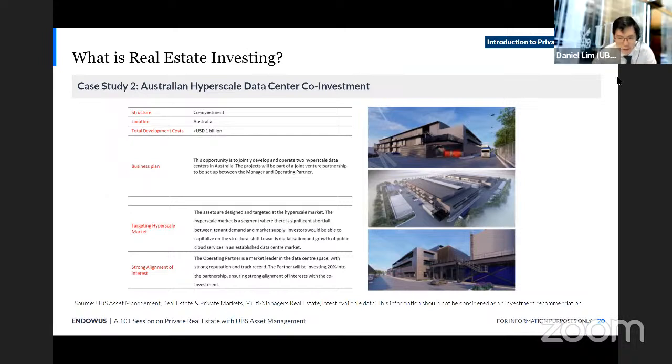The next example is a hyperscale data center development opportunity in Australia. And so thematically, data centers are an attractive sector. It's seen continued strong tenant demand due to cloud growth and the rise of artificial intelligence. So things like ChatGPT are expected to further drive data usage for these sort of assets.